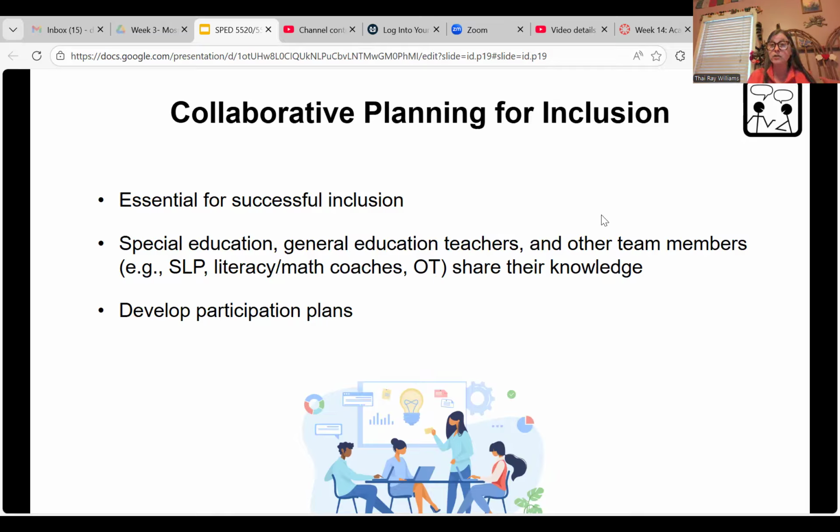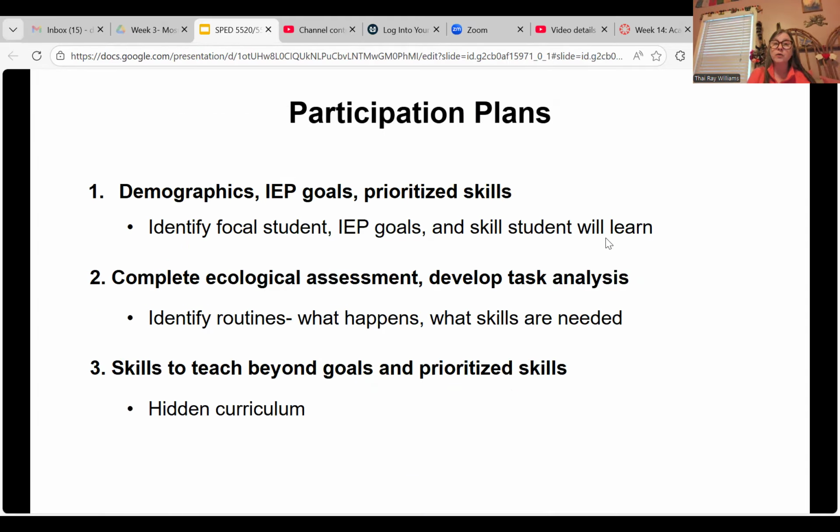And so one of the ways you're going to do that, the most important way, is you're going to develop what is called a participation plan. And that is exactly what it sounds like. So when you are developing a participation plan, again, with the support of those team members, you're going to look at things like identifying the student, identifying their IEP goals, especially the ones you're going to be working on in that inclusive setting, and then whatever the IEP team has identified as priority skills, whatever skills you want that student to demonstrate, to learn, to be assessed on in that inclusive setting, we have to plan for that and include it in our participation plan.